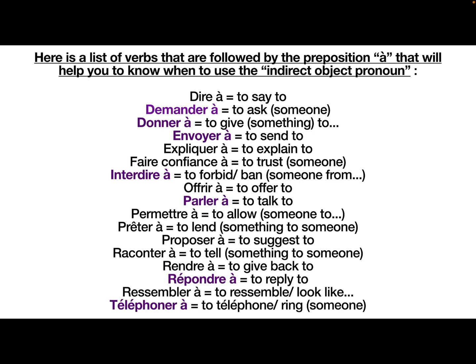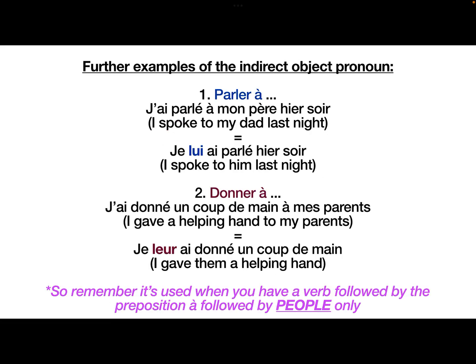Other common ones, interdire à, to ban, to forbid someone from doing something. Parler à, to talk to someone. Répondre à, to respond to, reply to someone. Téléphoner à, to ring someone. Okay, so I hope that's okay. Now, let's look at further examples of using indirect object pronouns.